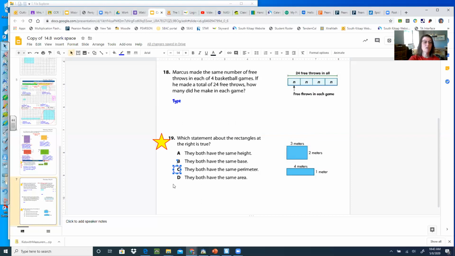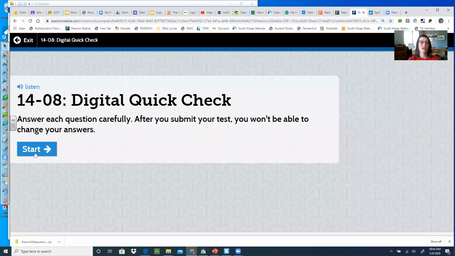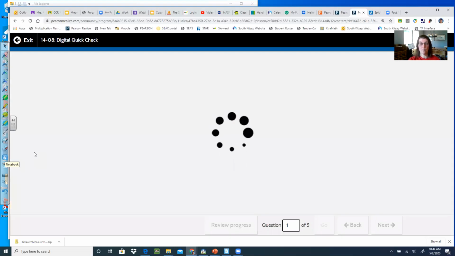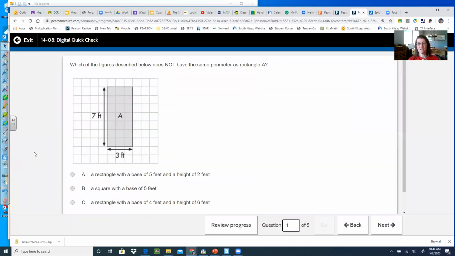Now, I am hoping before Friday, when you guys actually do the quick check, the teachers and I will figure out how to get rid of an item, because there's an item in here that does not make any sense, and I'm hoping we can delete it. If we can't, then we will just look through everybody's digital quick check and we will remove that item ourselves and change your score. So which of the figures described below does not have the same perimeter as rectangle A? So make sure that you have your own digital quick check up, or you got a piece of paper so that you can jot down what you think the answer is while you're watching the video.